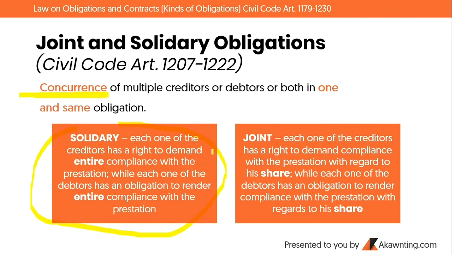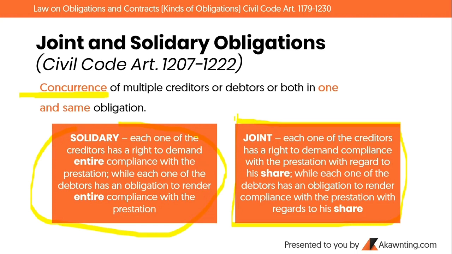Okay? Ganon din sa debtor. Pag debtor naman, baliktad. Hindi sila yung merong right to collect. This time, they have the obligation to pay. Okay? So, let's say we have debtors XYZ. Debtors XYZ are solidary debtors with regards to a 1 million peso debt. So, any one of them is obliged to pay the entire 1 million peso na obligation. Okay? However, when we say joint, we only refer, a creditor or a debtor has the right or the obligation to collect or pay only his share. Okay?